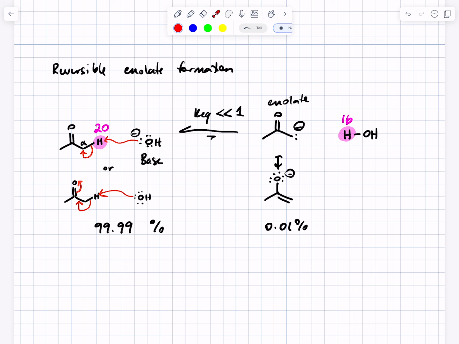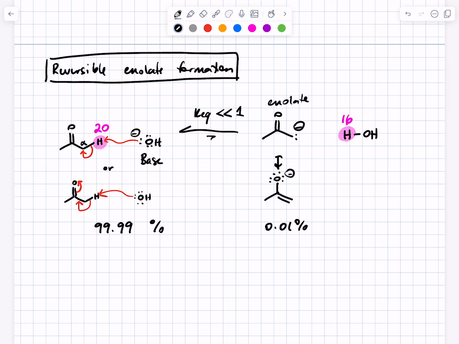So it turns out we can use reversible enolate formation to do chemistry with the enolate. And sometimes we will absolutely want to, and I'll show you when that's the case. But first, I need you to understand this concept of reversible enolate formation, which is that there's only a very small amount of enolate formed. Sort of make sense? Okay.